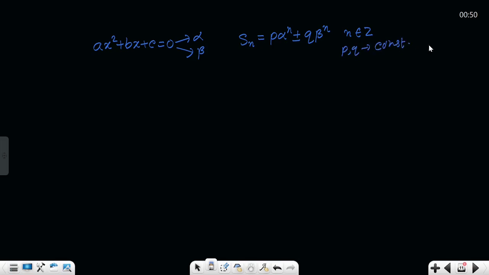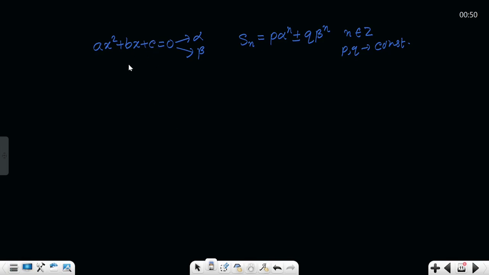Okay, so let's start our topic. Actually, if there is an equation ax square plus bx plus c equal to 0, and alpha and beta are the roots of the equation, and a term is defined, Sn, which is given as p alpha to the power n plus minus q beta to the power n, where n is an integer and p, q are constants. A term is defined as Sn, which is equal to p alpha to the power n plus minus q beta to the power n. Clear?